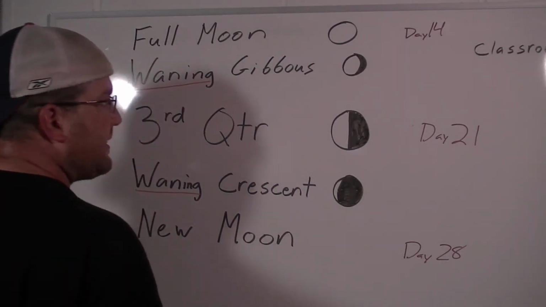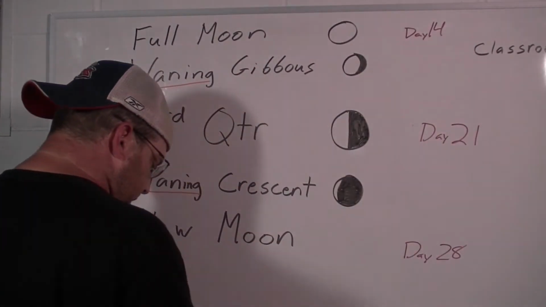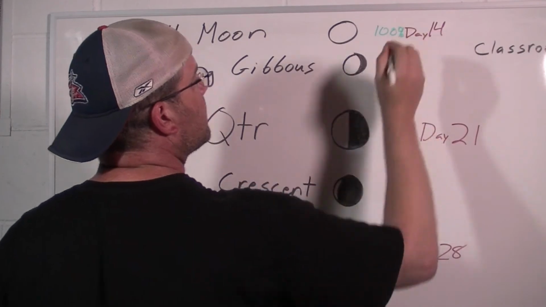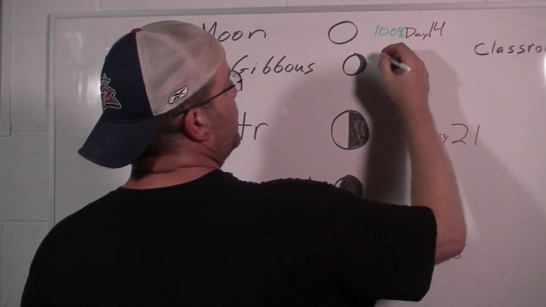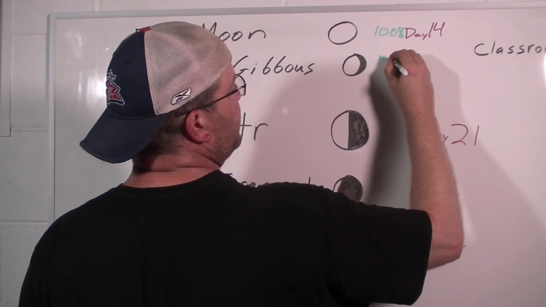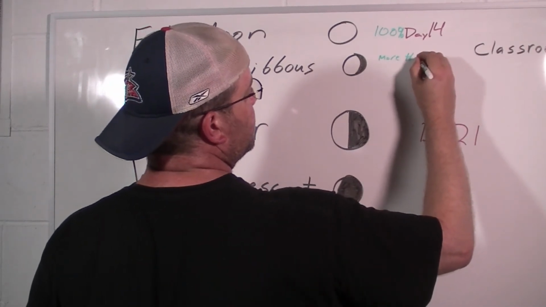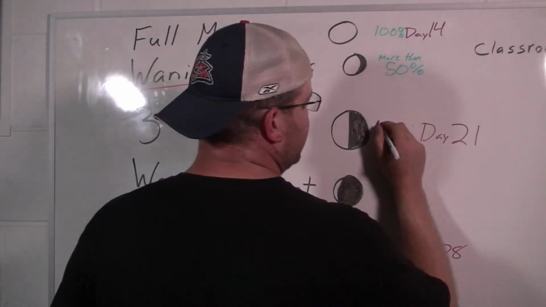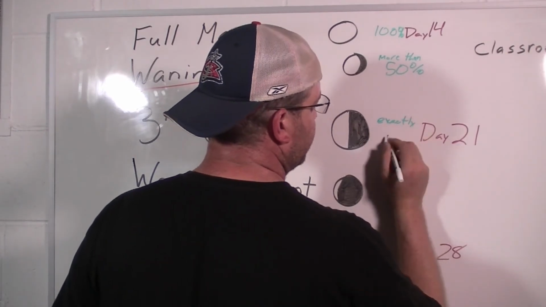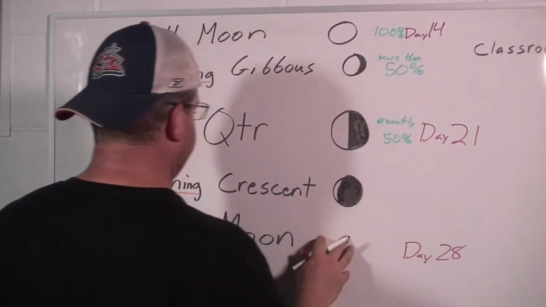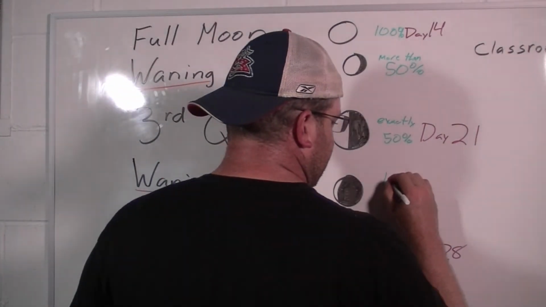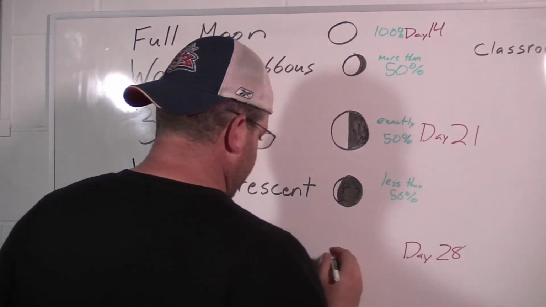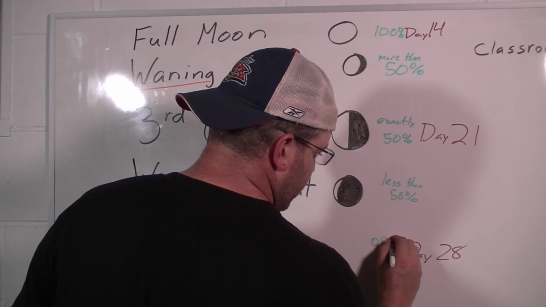So with the full moon, again, we will see 100% of the moon. With the waning gibbous, we will see more than 50%. With the third quarter, we will see exactly 50%. With the waning crescent, we will see less than 50%. And new moon, we will see 0%.